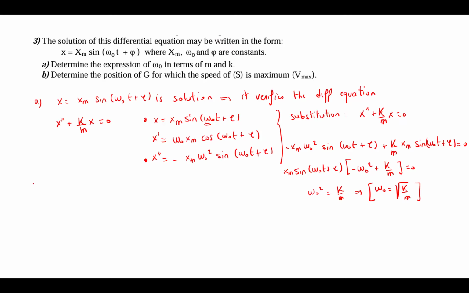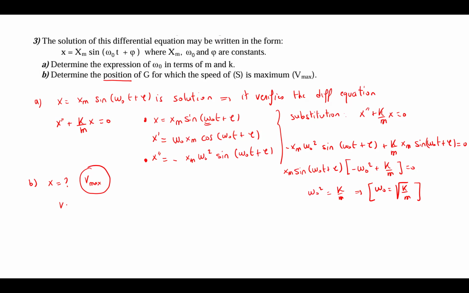In the part B, the question is determine the position of g. So when I say determine the position, I need to find x equal how much, for which the speed of s is maximum. So I need to find v maximum. The condition is v maximum. So for v maximum, I need to find x is how much. Now, so the condition is here. So I must start by here.